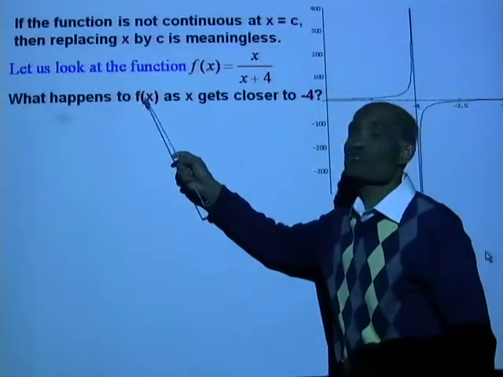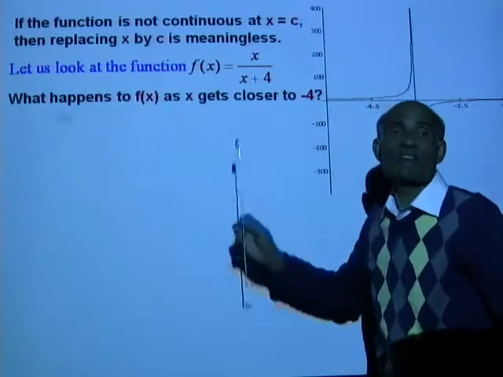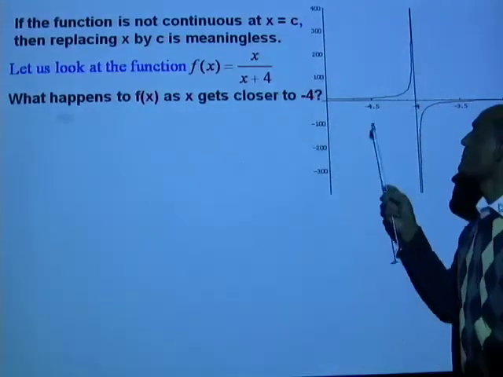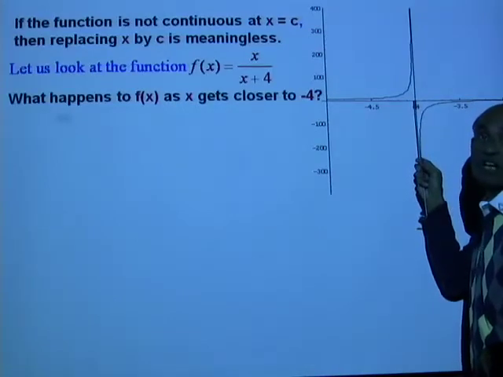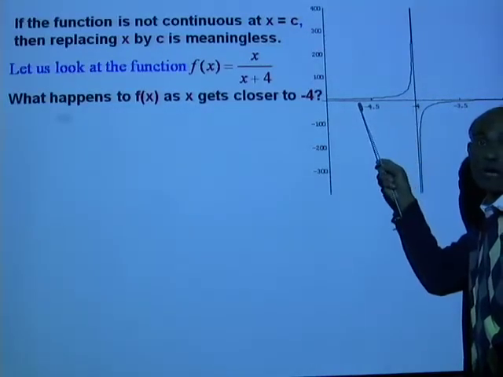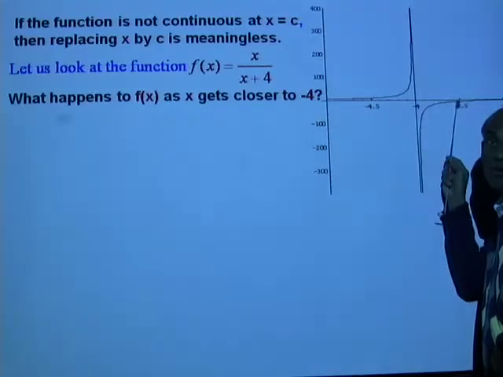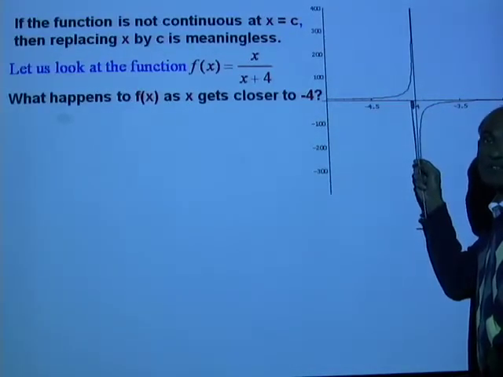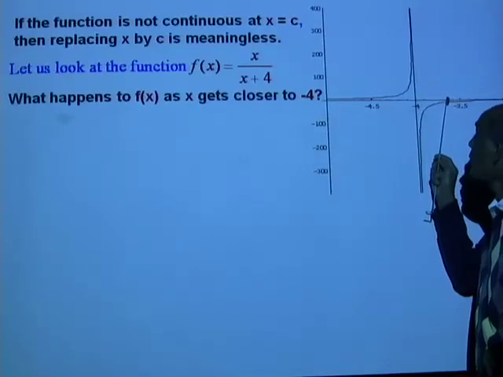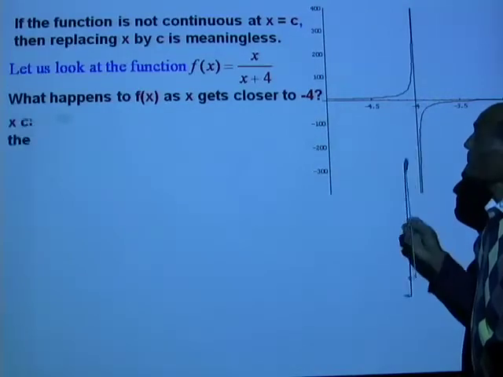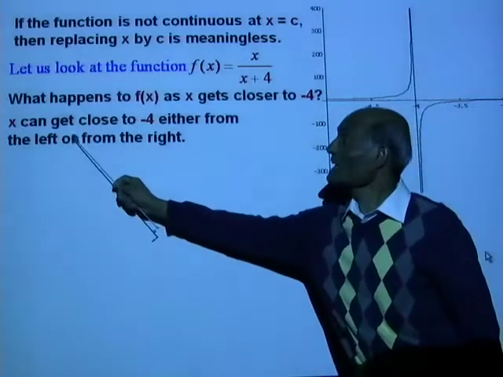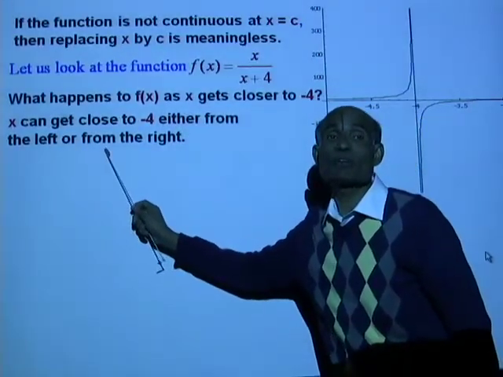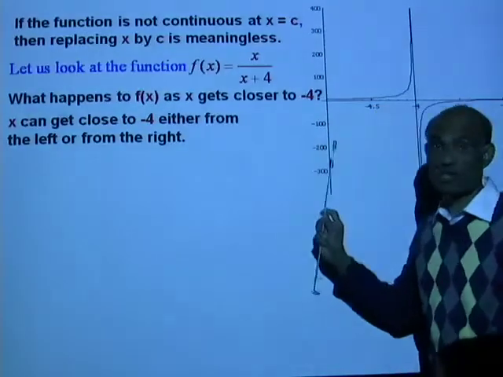Now, what happens to f of x as x gets closer and closer to -4? Now, x can get closer to -4 either this way or this way. This way we call it from the left, and this one we call it from the right. x can get closer to -4 either from the left or from the right. I hope you understand that.